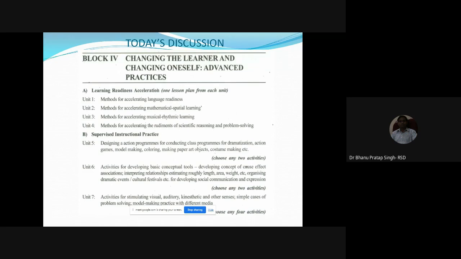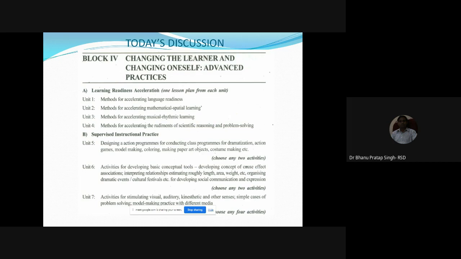Unit 1 is methods of accelerating language readiness. Unit 2, methods for accelerating mathematical spatial learning. Unit 3, methods of accelerating music rhythmic learning. And Unit 4 contains methods for accelerating the readiness of scientific reasoning and problem solving. If you see, first is related to language, second mathematics, third music and rhymes, and fourth is related to scientific and problem solving.